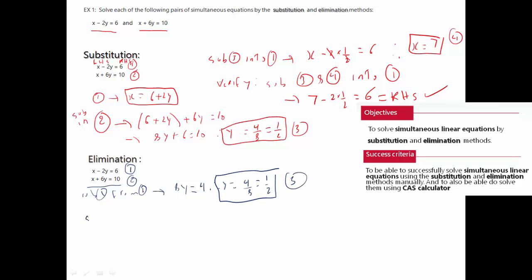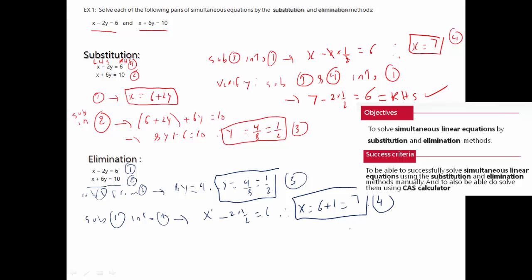Now substitute 3 into 1, we get x minus 2 times half equals 6. Therefore 2 times half is 1, so x minus 1 equals 6, so x equals 6 plus 1 equals 7. So if you compare, it is exactly like before. We got the same answer. Both elimination and substitution will give you the same answer.